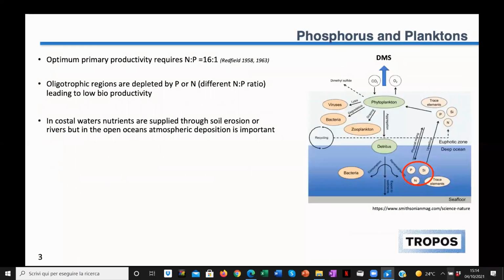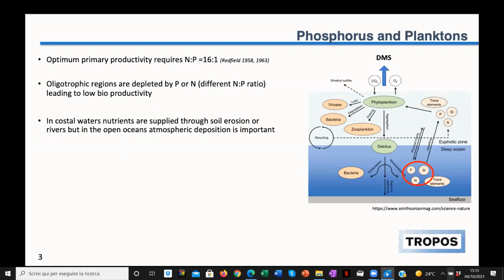Phosphorus also has a very important role, not only for terrestrial, but also for marine plankton. Together with nitrogen, they are one of the main major nutrients for marine productivity. However, the optimum primary productivity requires a ratio between nitrogen and phosphorus of 16:1, according to Redfield.